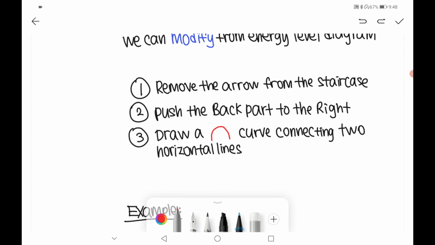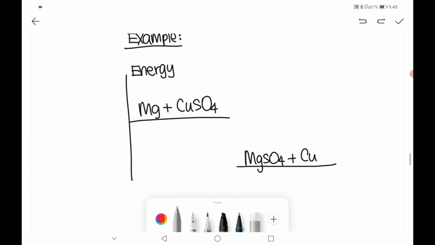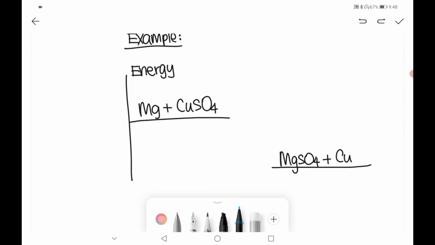After we remove, now we push the back part to the right. What do we mean by back part? This is the front and this is the back. We want to push this back part to the right hand side. You just need to push a little bit to the right, just a bit only. You don't need to push so far like this, no need. Just push a bit to here.